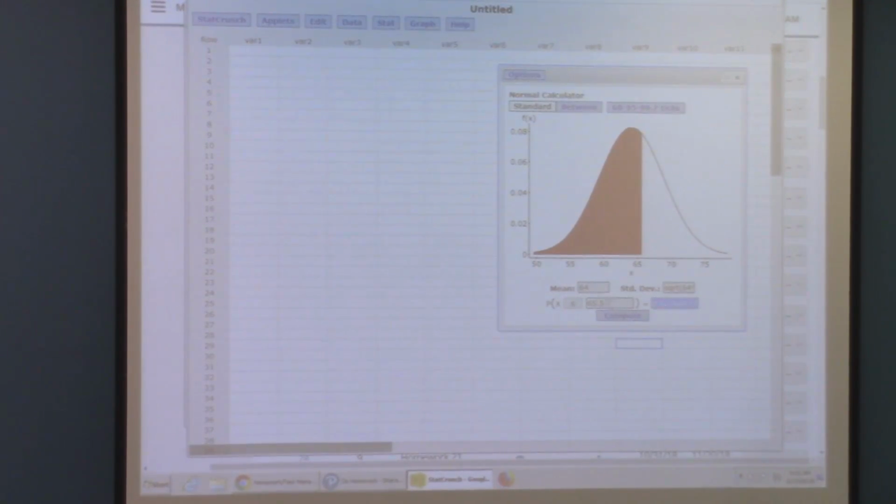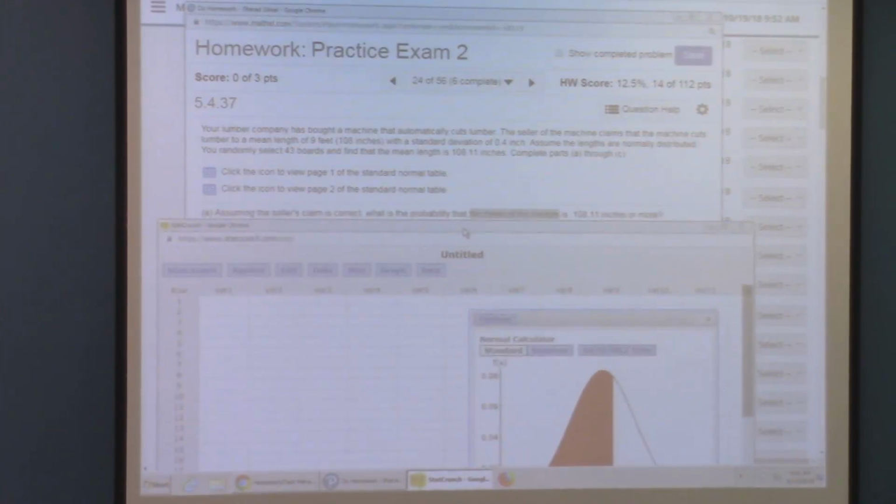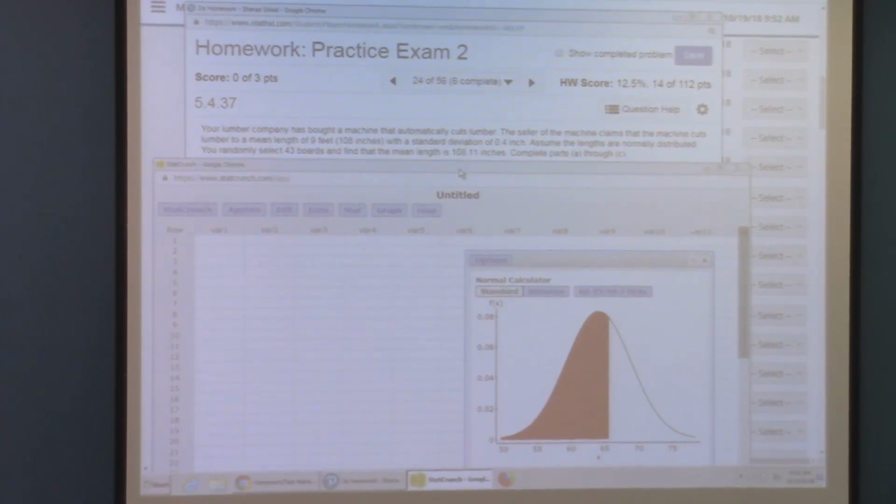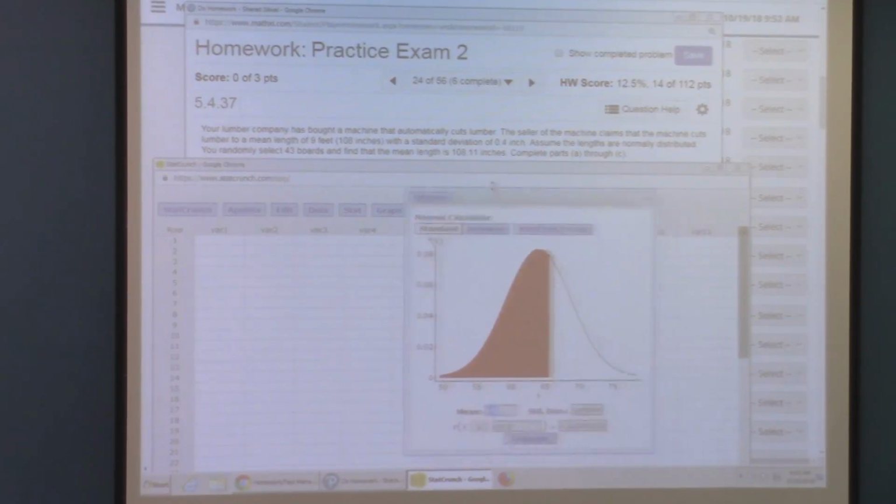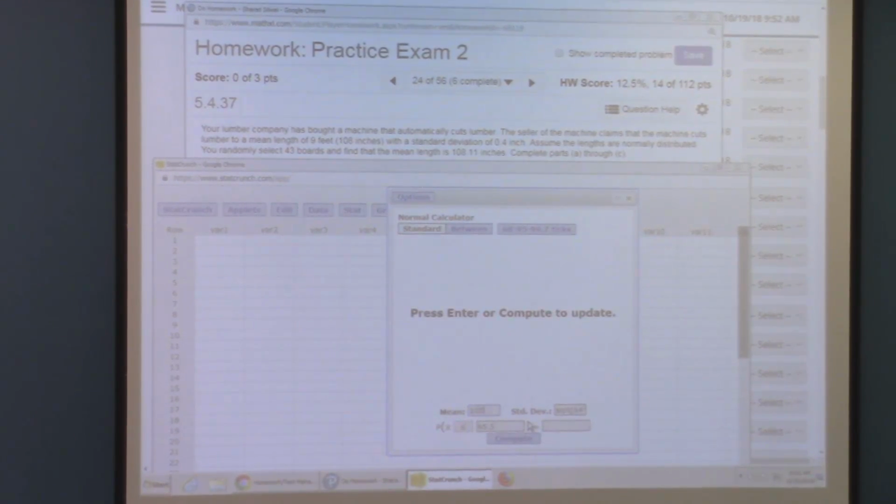For sampling distribution, mean is the same, which is 108 inches, right? 108, and the standard deviation is going to be standard error, right? Not standard deviation, but standard error, which is 0.4 divided by the square root of that sample size, which is 43.